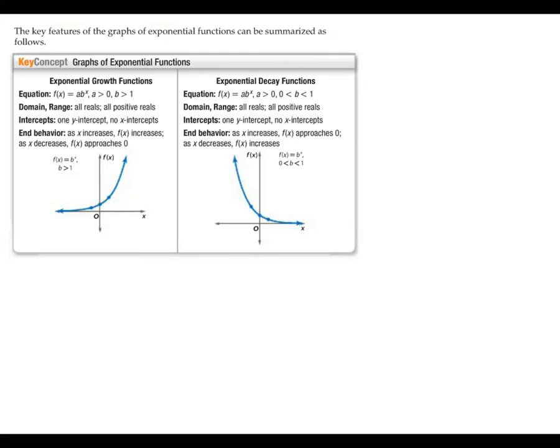The end behavior is as x increases, the y value approaches 0. So as you go out, the y value gets close to 0, but never actually hits it. Again, you also have to take into account if the graph is shifted up or down. And as x decreases, the y value gets very, very large.